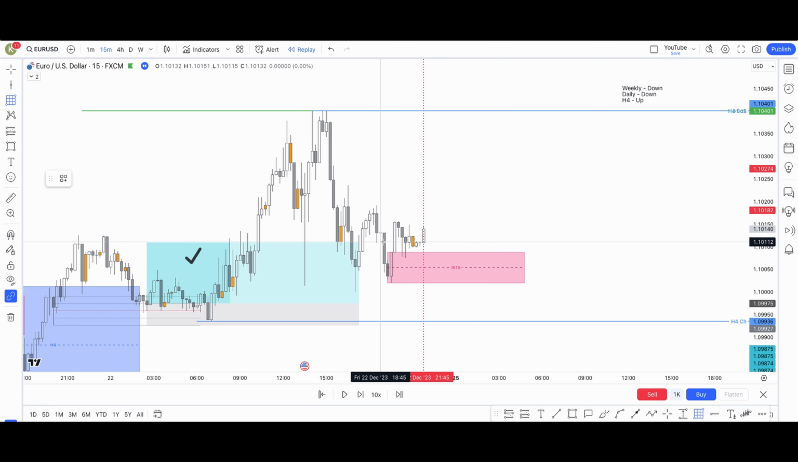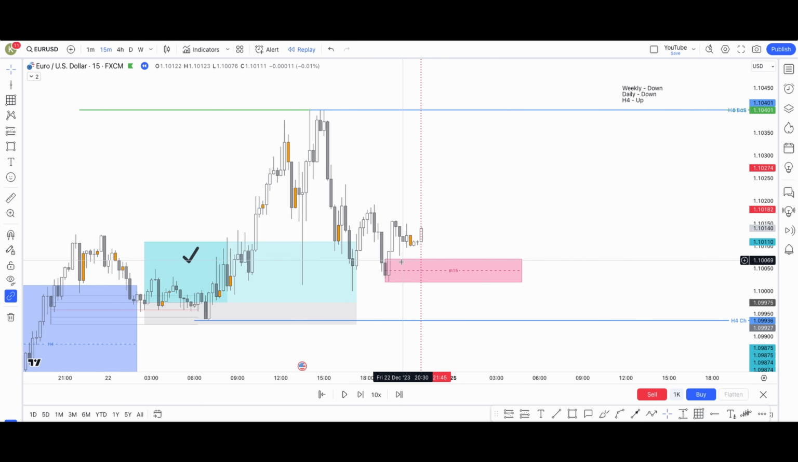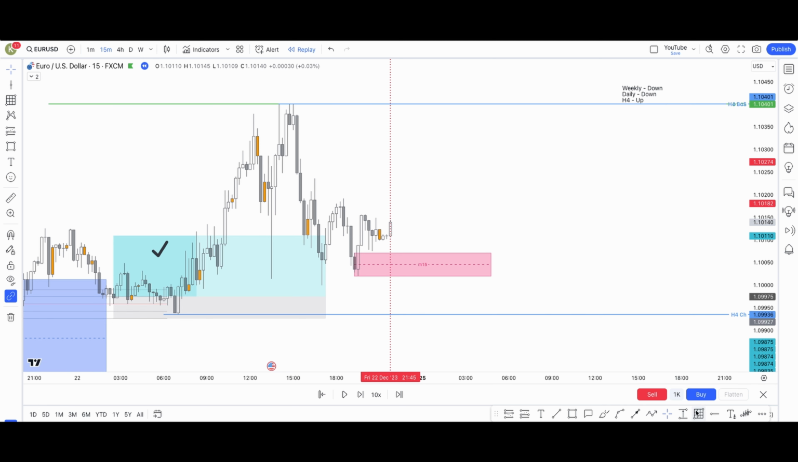Problem is that if this is mitigated more than, oh, it's not. Sorry, what was I doing? Why is that there? There, okay, it's not mitigated. Sorry, I don't know what I was talking about there, but that would be the first trade. Okay, so try and get long from here.